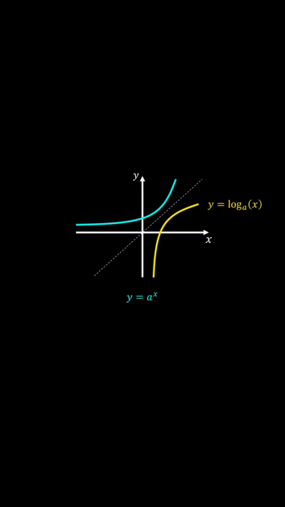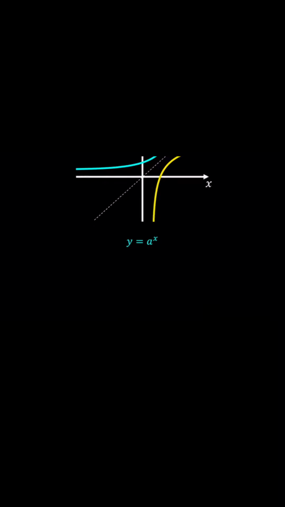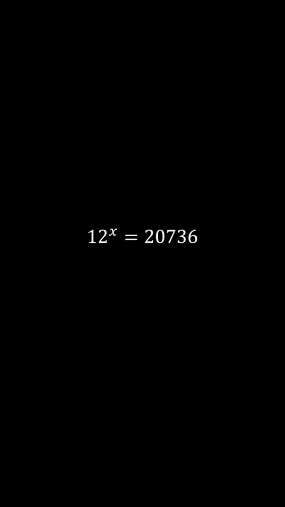Its whole purpose is to let us find the input of an exponential function when all we know is the output. Now let us take a look at a couple of practical examples to recap. Example 1. Using the definition of logarithms, we write x equals log base 12 of 20,736. If you put this into your calculator, you will find x equals 4.